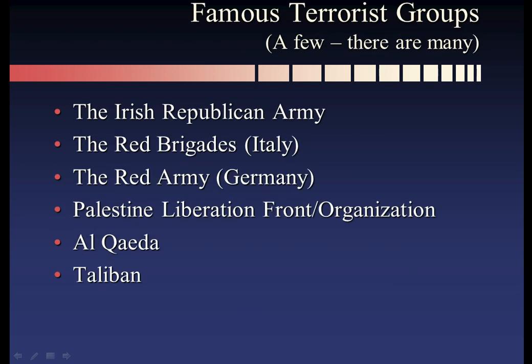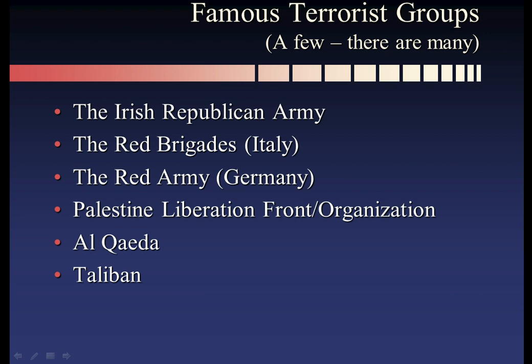So when we talk about some famous terrorist groups, you probably have heard of most of these. The IRA was the Irish Republican Army, and they bombed all sorts of things. And keep in mind that when you're talking about terrorists, you're talking about people who indiscriminately or intentionally harm civilians, predominantly innocent civilians. And so you've got the IRA, you've got the Red Brigades, and the Red Army. They were both Marxist-Leninist groups, one in Italy, one in Germany.